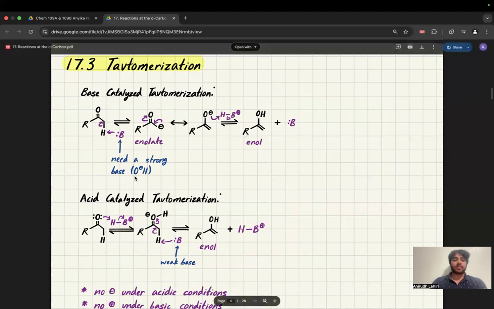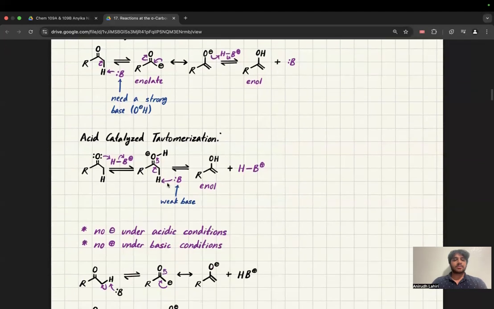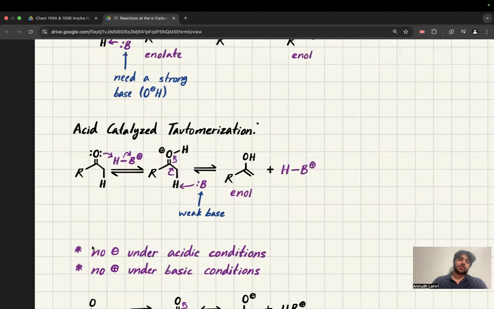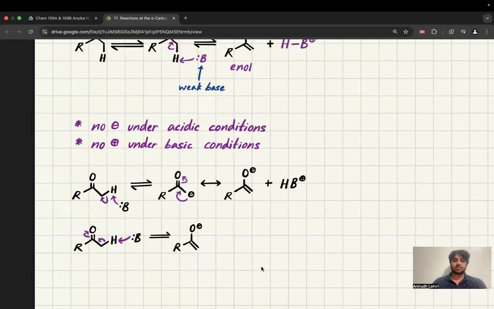We need a really strong base here. Acid catalyzed, we can use a weak base because we're increasing the strength of the nucleophile. It's then also important to note that when you draw these intermediates, no negatives under acidic conditions. You never draw a negative on any intermediate or final structure under acidic conditions. No pluses under basic conditions.